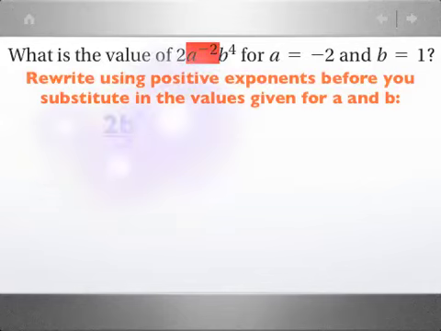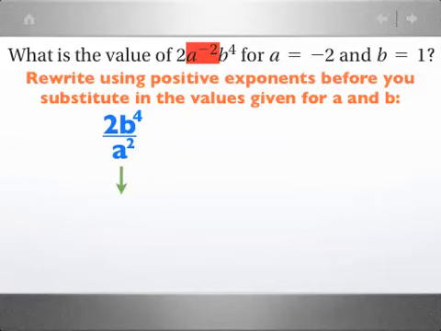rewrite this as 2b to the fourth over a to the positive second. I don't need to take those down to the denominator because they both have positive exponents. I've brought a down to the denominator because it was a to the negative second, which means I can put it underneath my other numbers with a positive exponent.